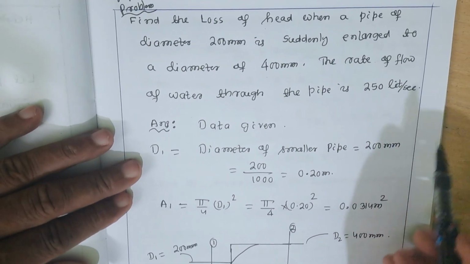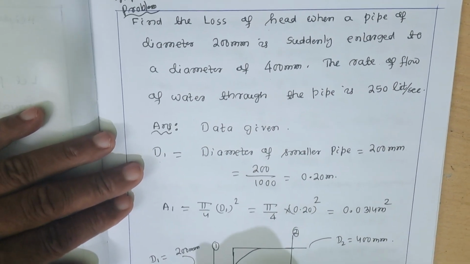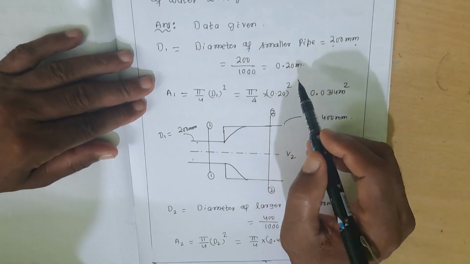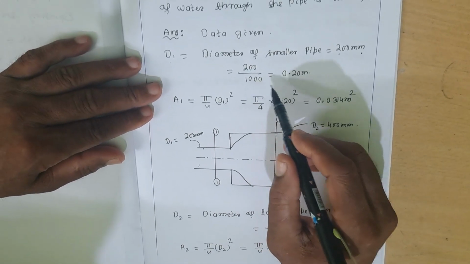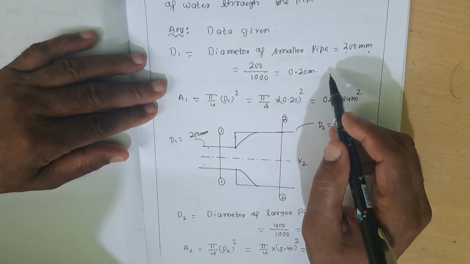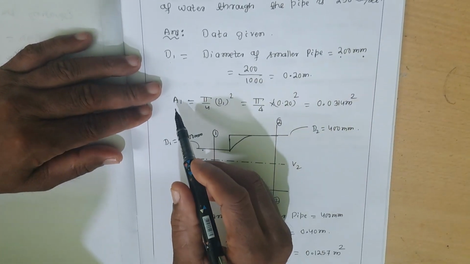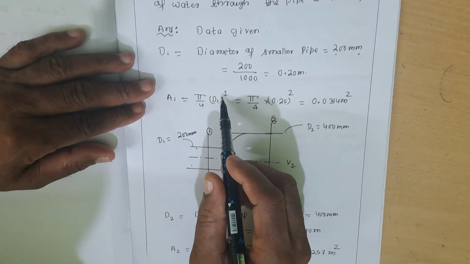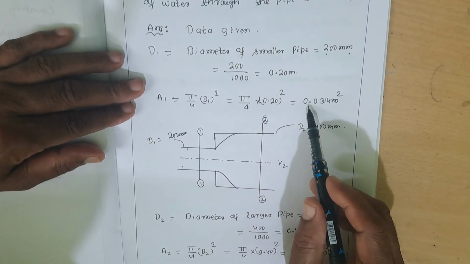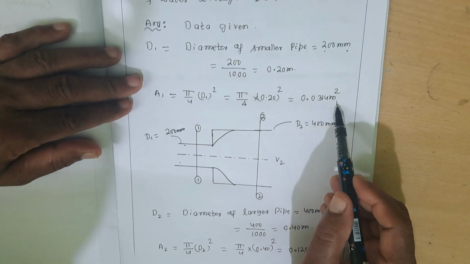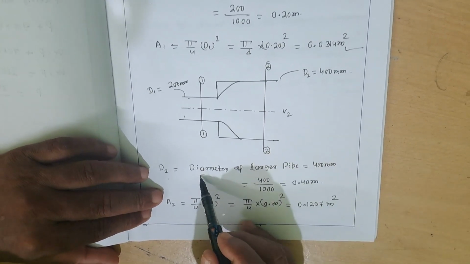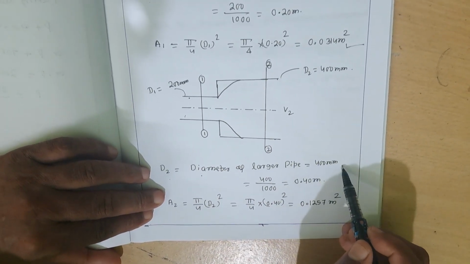First of all, data given. D1, the diameter of the smaller pipe, is equal to 200 mm, is equal to 200 divided by 1000, is equal to 0.2 meter, because 1 meter is equal to 1000 mm. Then A1 is equal to pi by 4 D1 square, is equal to pi by 4 into 0.2 square, is equal to 0.0314 meter square.